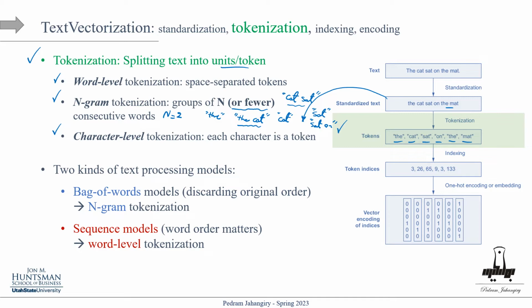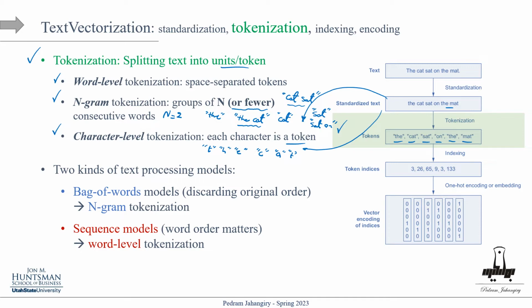This is character level tokenization, and as the name suggests, each character has got its own token. So for example, if I want to use character level tokenization here for the sentence, the is going to become T, H, E, and then we have cat. You get the idea, right? So we have cat, C, A, T, and so on. Character level tokenization is rarely used in practice.